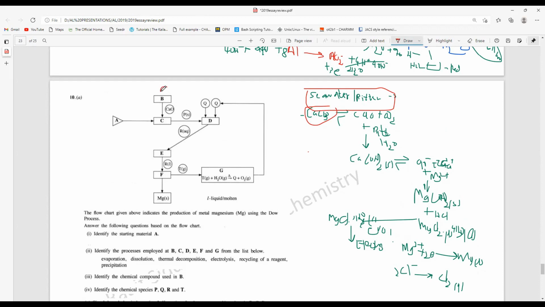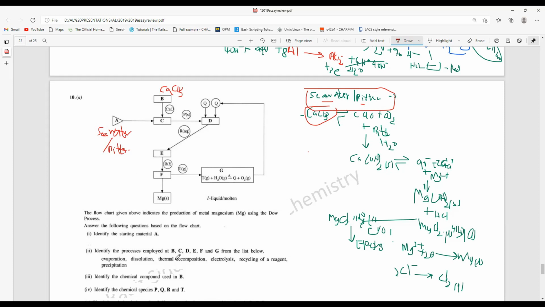This calcium oxide should come from calcium carbonate through a process B, because they are asking to identify the starting material, and we don't know what this starting material is coming from. This calcium oxide can be either from limestone or dolomite. So this starting material A should surely be either seawater or a bittern solution. Okay, don't forget.